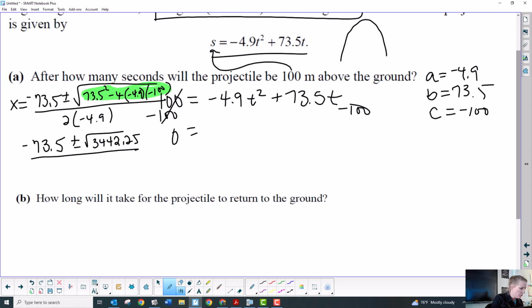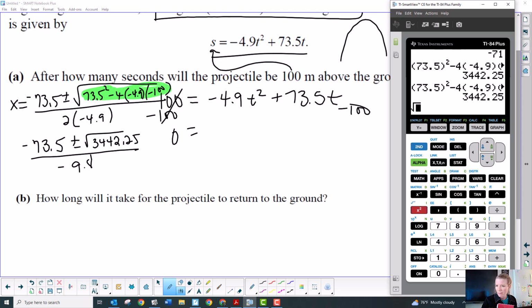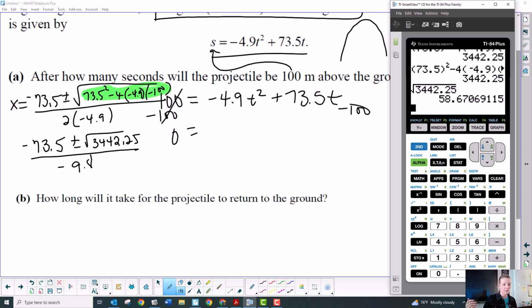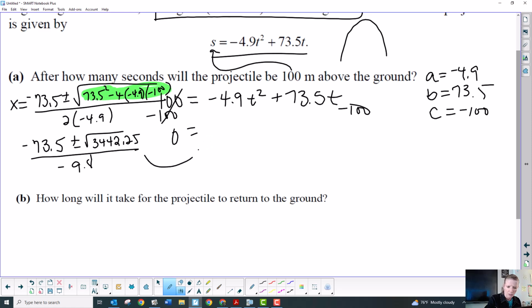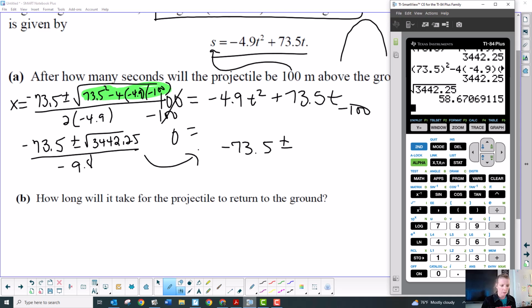Plus or minus the square root of 3442.25 over negative 9.8. So now I'm going to type in the square root of that. 58.671. It doesn't tell us what to round to, so we're just going to go 3 decimal places. And then, so that's negative 73.5 plus or minus. You know what? Let's just type it in all at one time. Negative 73.5 plus that number, enter, divided by negative 9.8.